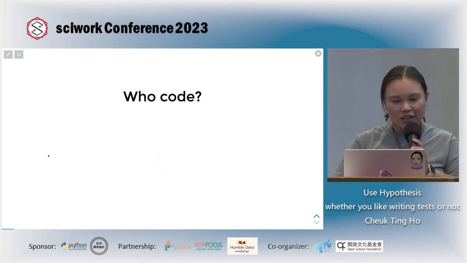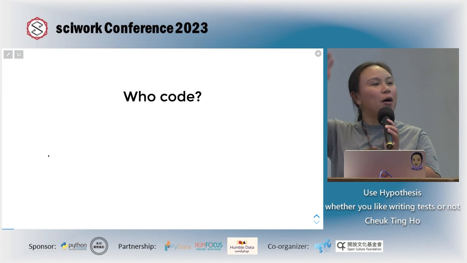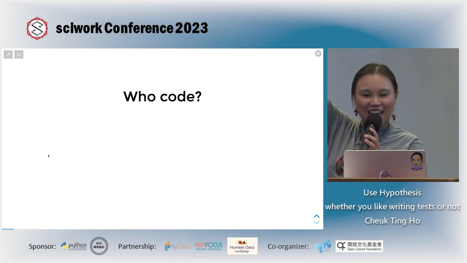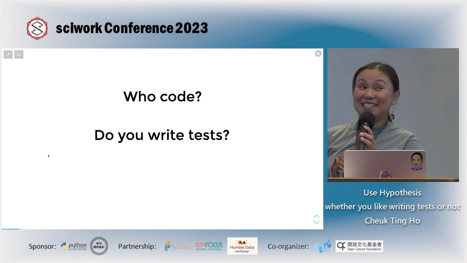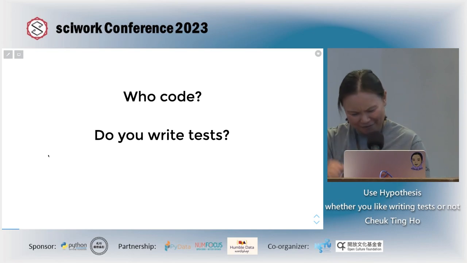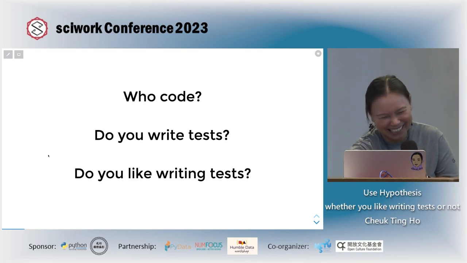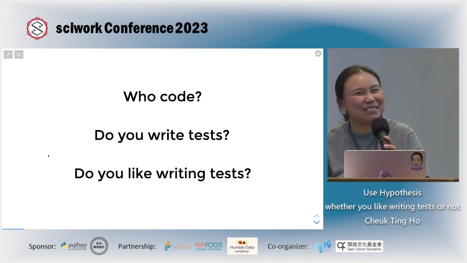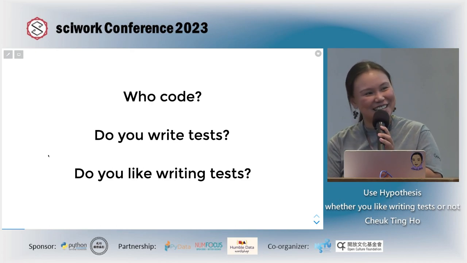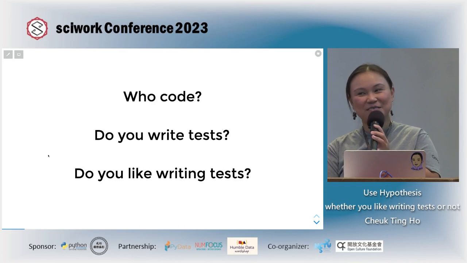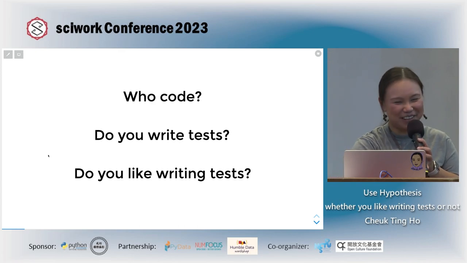Let's look at it. Here, where people were sitting here who write code. You write code. Yay, we have people who write code. I love people who write code. But do you write tests? Yes, I love people who write tests because you are the nicer people. Because sometimes I have to write tests for people. It's like, why? Okay. Do you like writing the tests? Oh, okay. I feel like the hands are getting less and less, which is a bit concerning.